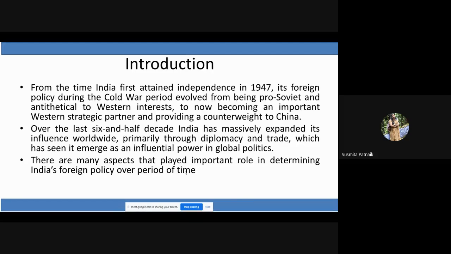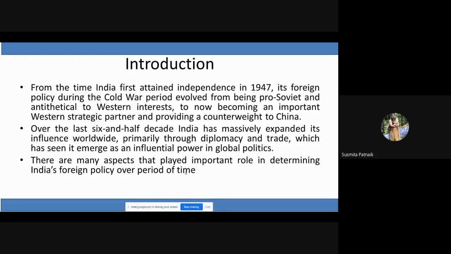The second phase is during the Cold War period. The Cold War ended in 1991 with the dissolution of the Soviet Union. And the third phase is the Western interest, when the United States of America became the supreme power of the world. So India as a country has passed through 3 phases, and now it has proved itself to be one more important power, a counterweight to China.